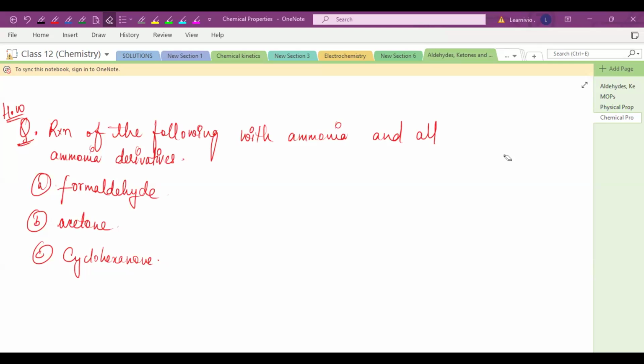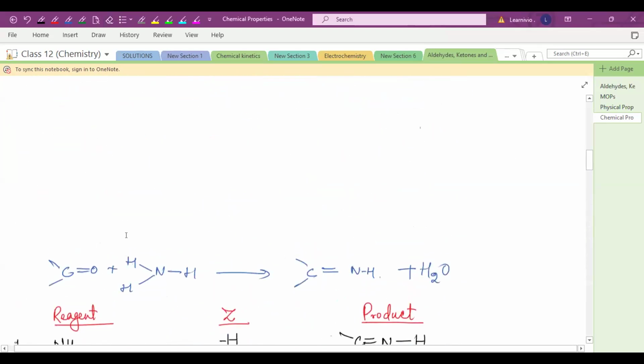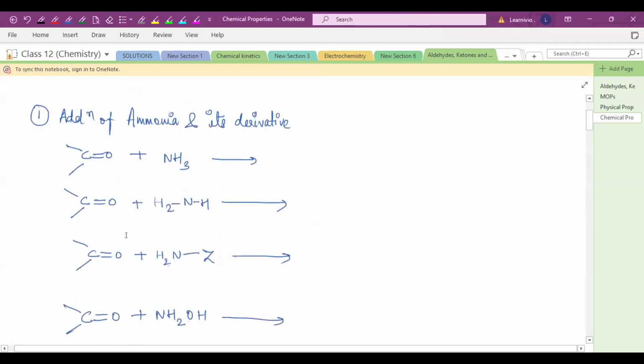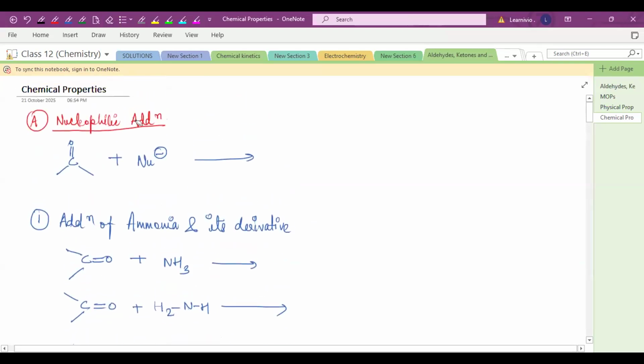Right, in the previous lecture, we did the reaction with ammonia and its derivatives. We have started the nucleophilic addition. So while the other students have not yet joined, let's do that. Let's summarize the nucleophilic addition reaction.